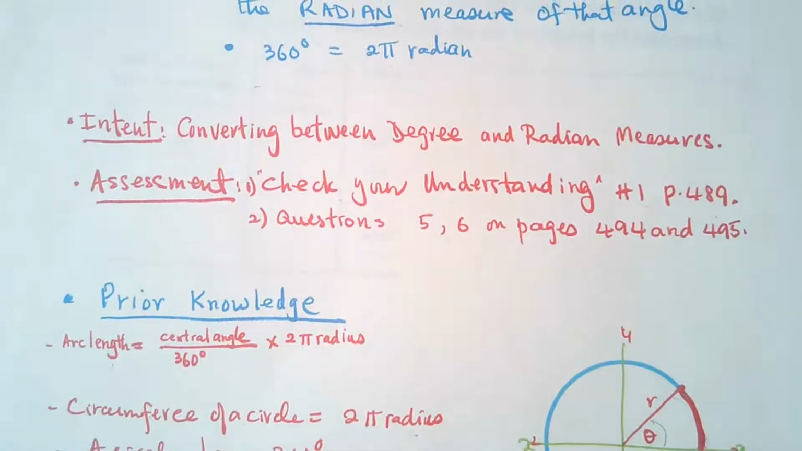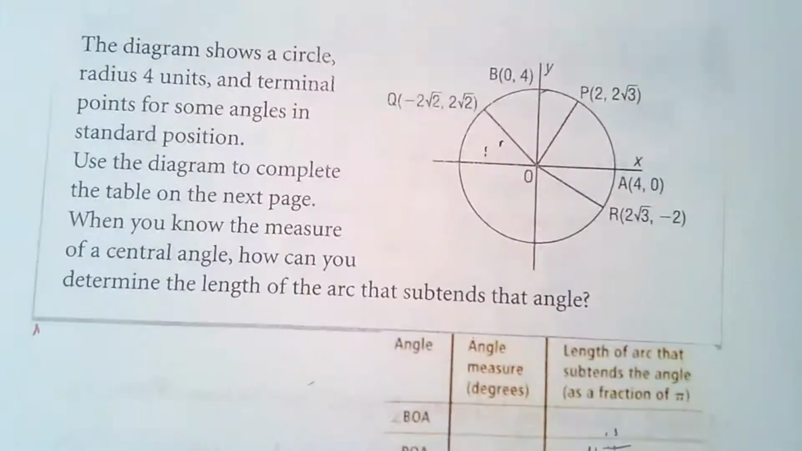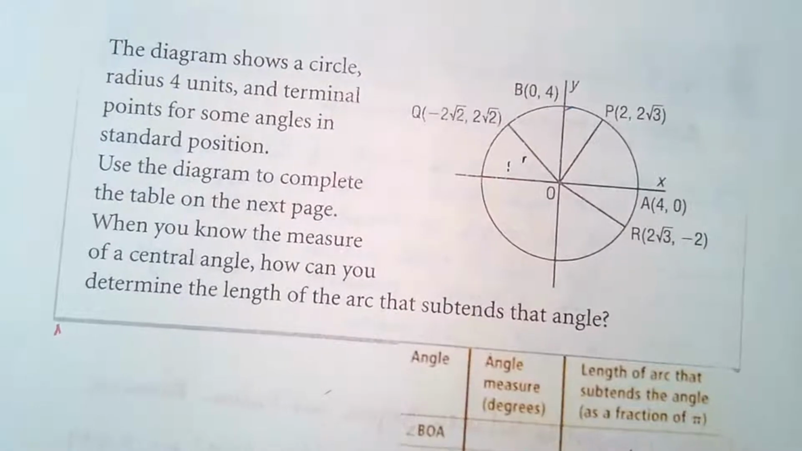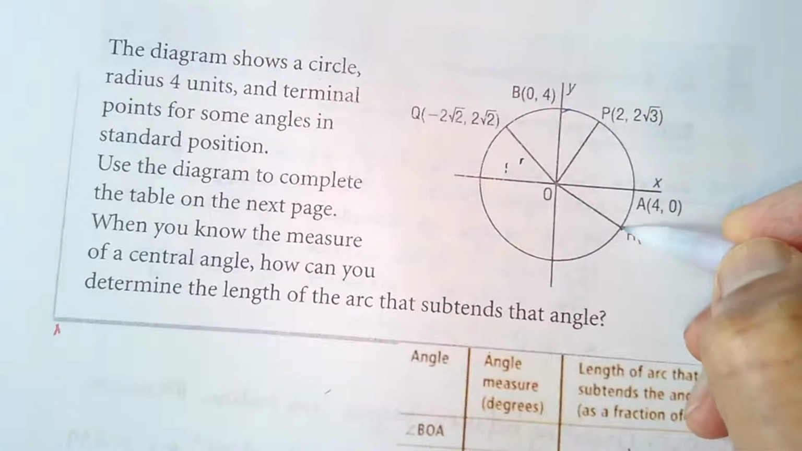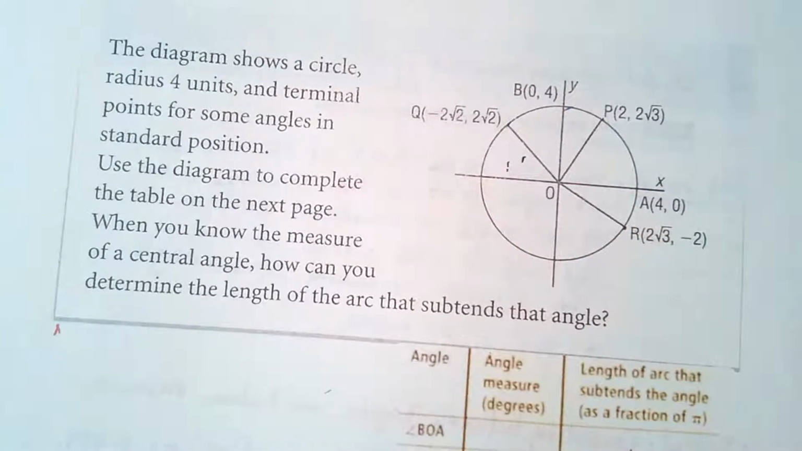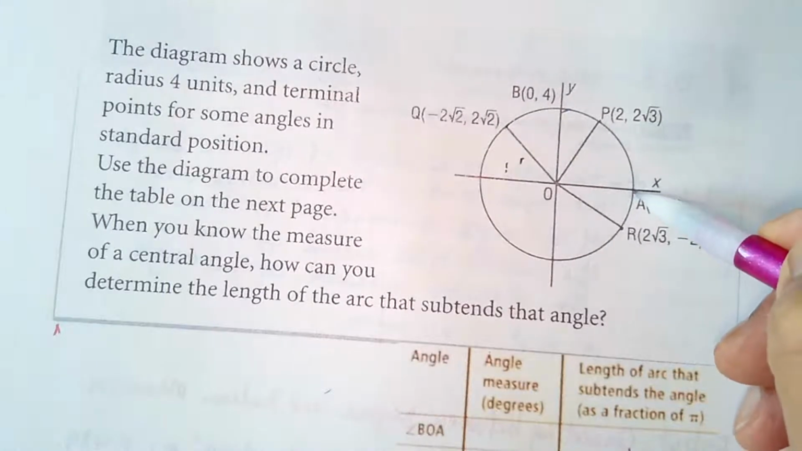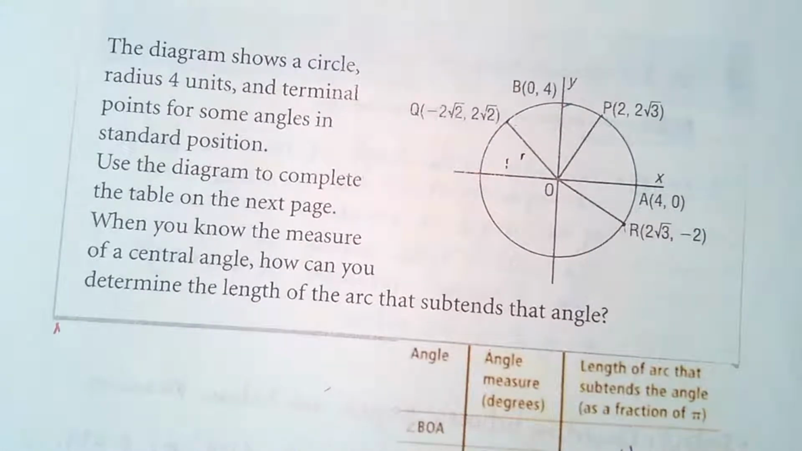So to activate our learning, let's look at the scenario. Here we have a diagram. It shows a circle with radius 4, and terminal points for a certain angle. So we have R, P, and Q. There are other terminal points you could look at, but we're just looking at these three terminal points that are given. We're going to use the diagram to complete the table below.